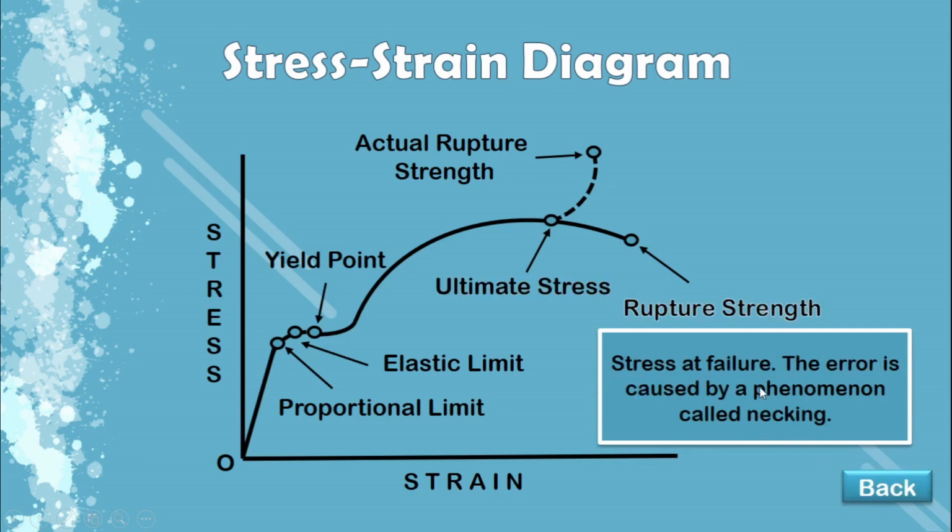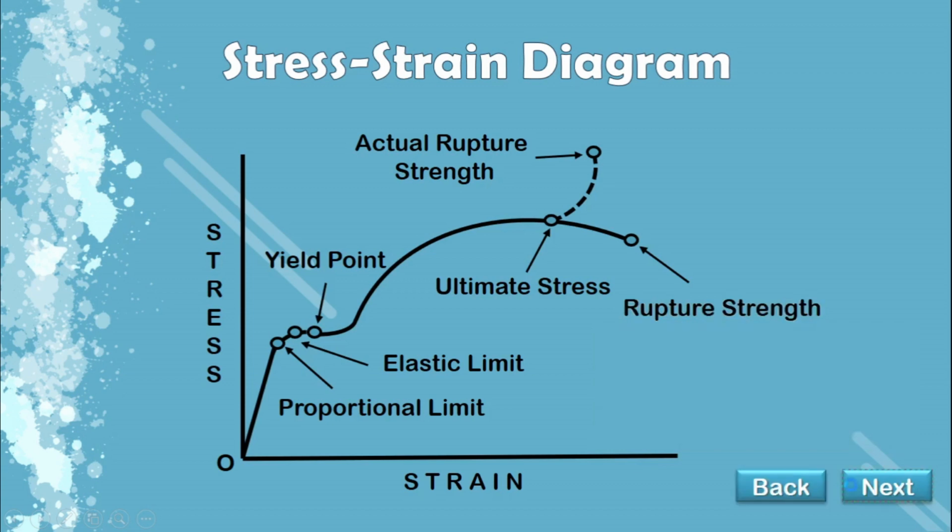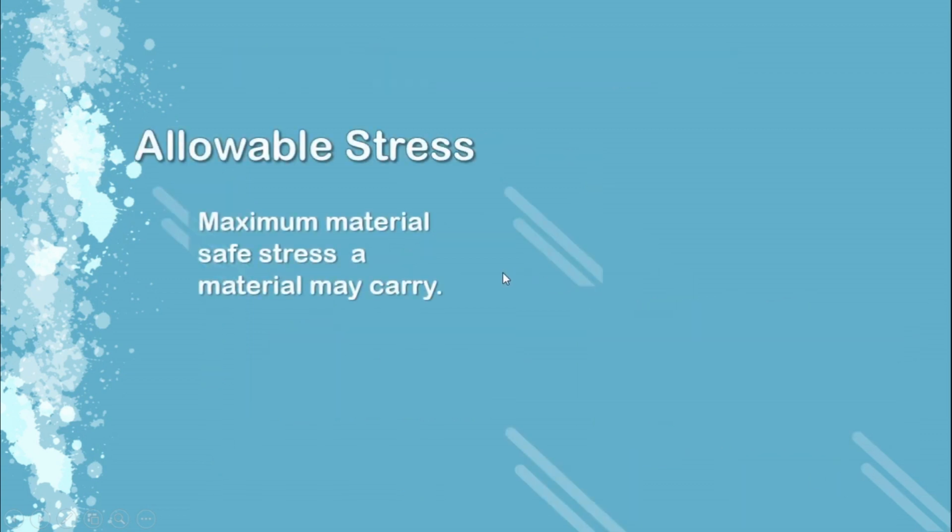Rupture strength. As failure occurs, the material stretches rapidly and simultaneously narrows down. We also have allowable stress, the maximum safe stress a material may carry. It is also called working stress. We have the formula for solving the allowable stress: the yield point or the ultimate strength divided by a suitable number n, which is called the factor of safety.